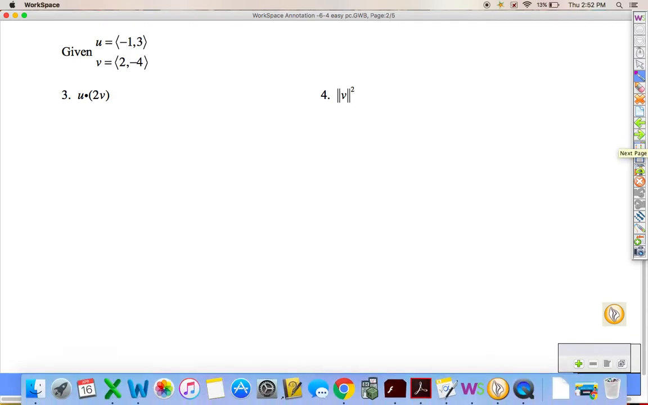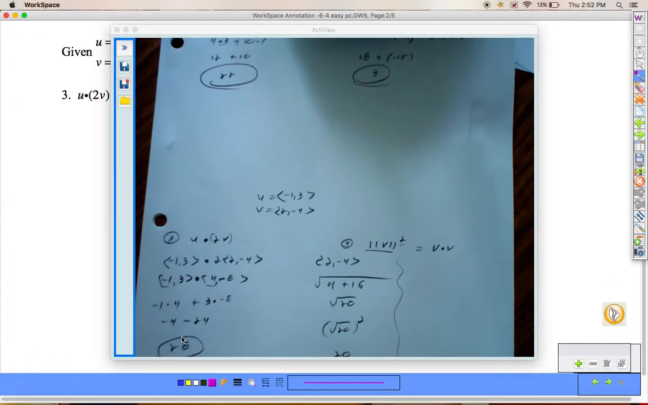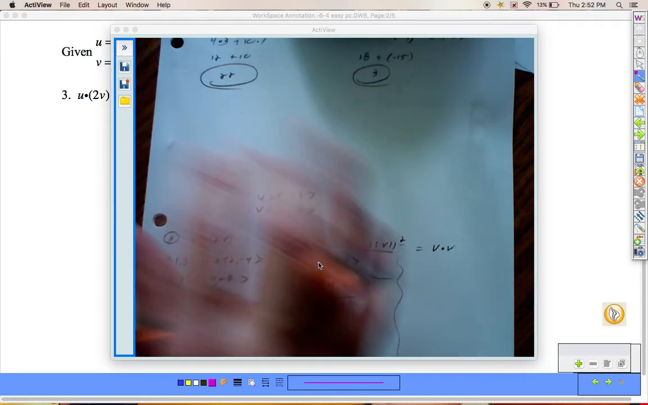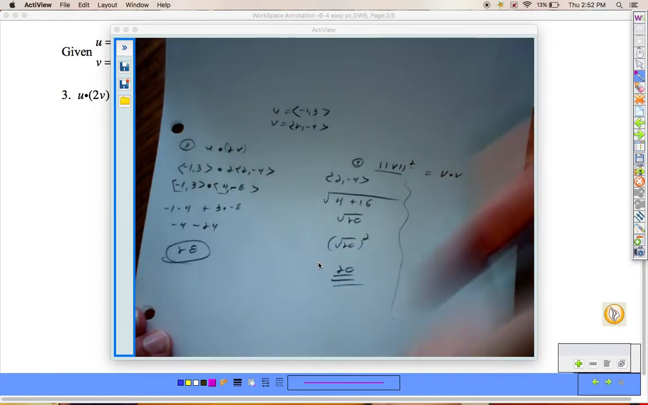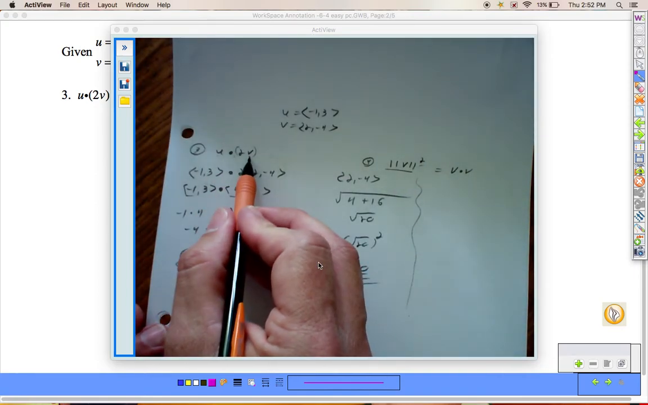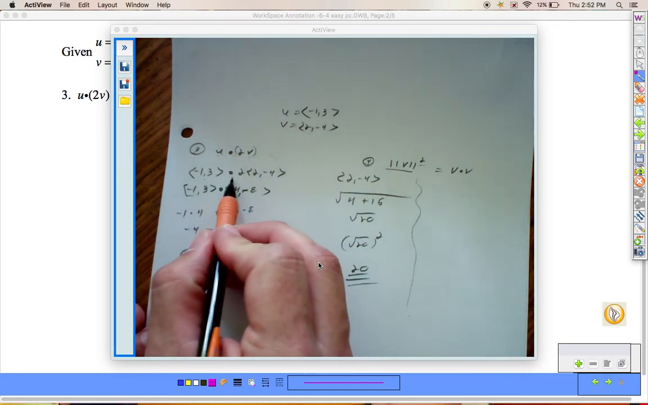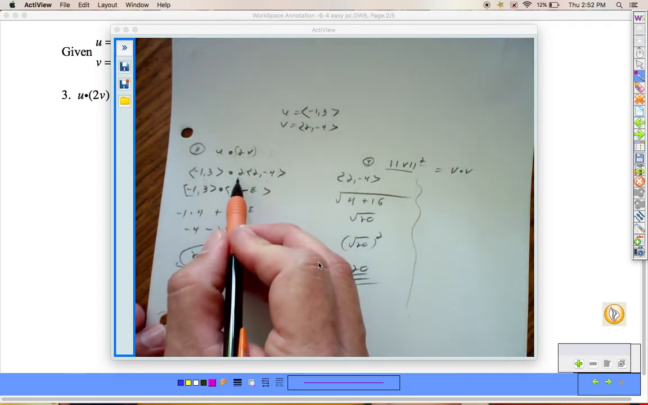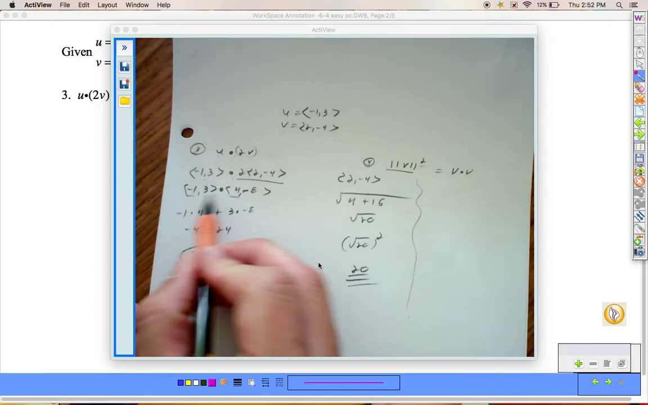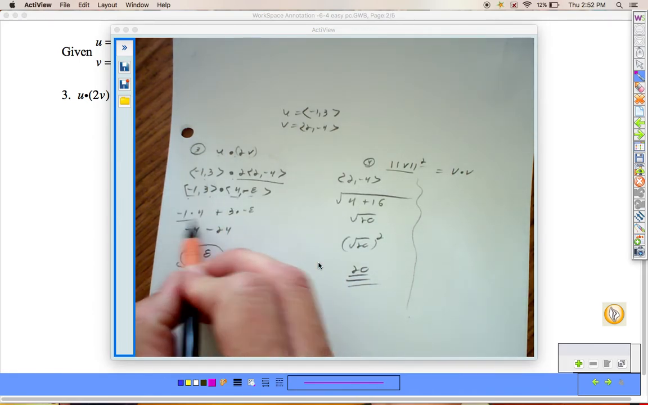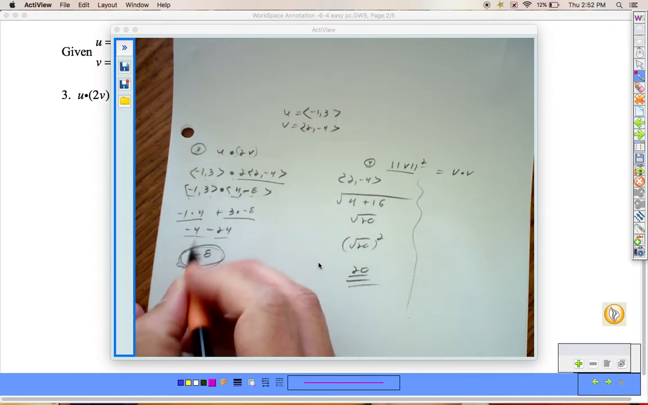Oh my goodness. All right, let me back up. I don't think you saw anything recently. All right, let's go back a couple problems. So u dot 2v, vector u dot 2 times this vector. I distribute, then I dot product. I get negative 28.